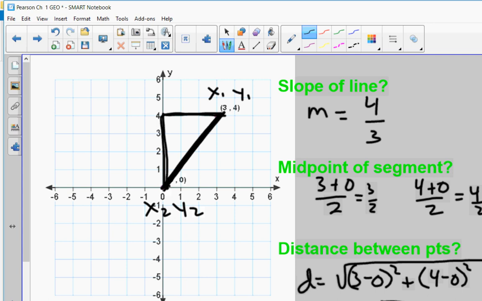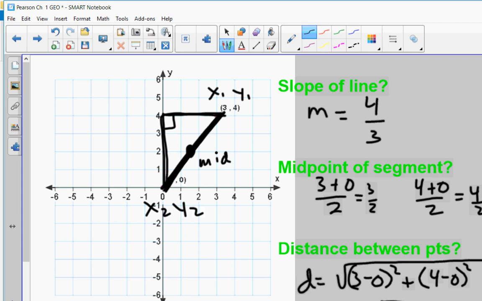That's how far apart those 2 points are. Okay, so I got the midpoint, that's 1.5, and 2, that's somewhere right about here. Okay, that's the midpoint. And then the distance between those two is 5. Okay. If you look at this, it's a right triangle, or right angle, so I could use the Pythagorean theorem there. That's something we kind of talk about a little bit later, right?